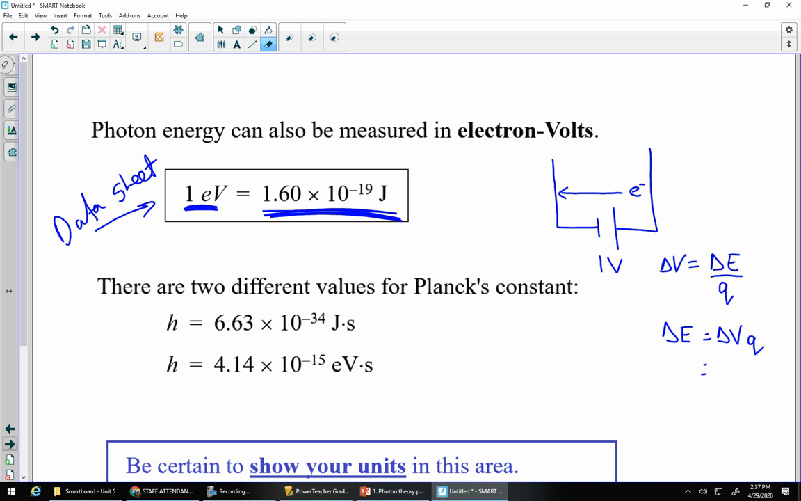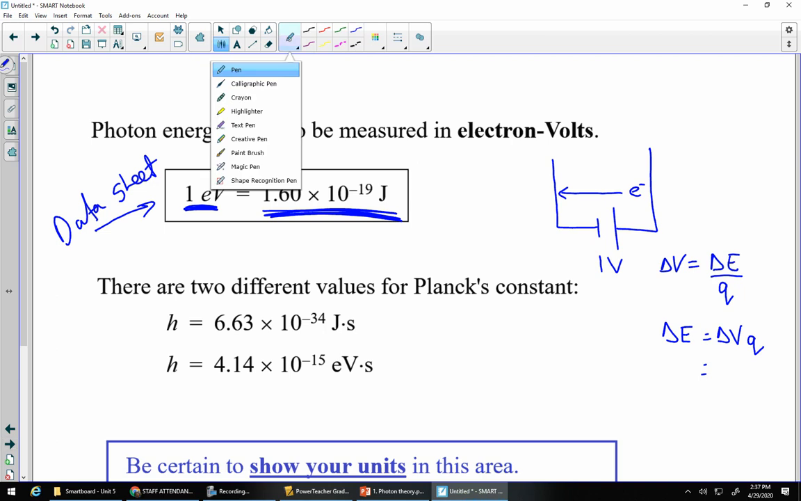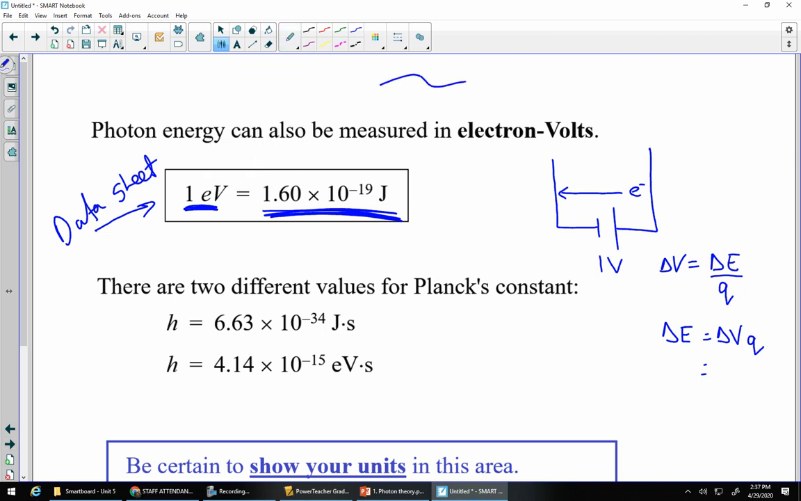So 1 volt, go back to the felt pen here. Sorry, folks, be patient with me. Is it skinny? It's skinny.